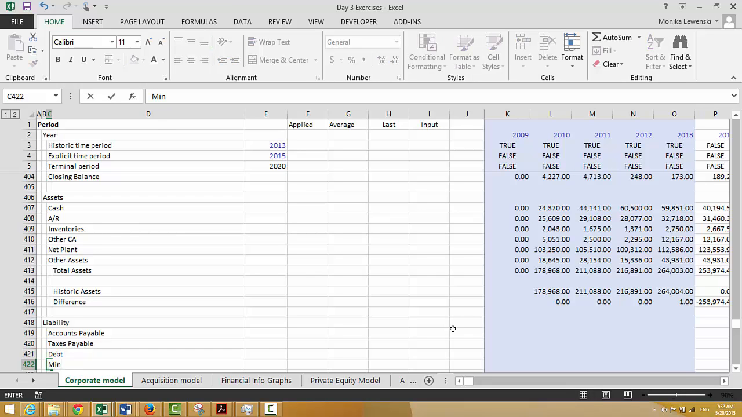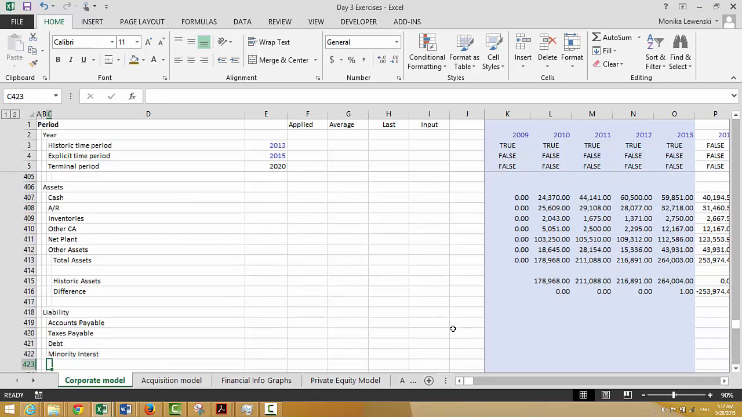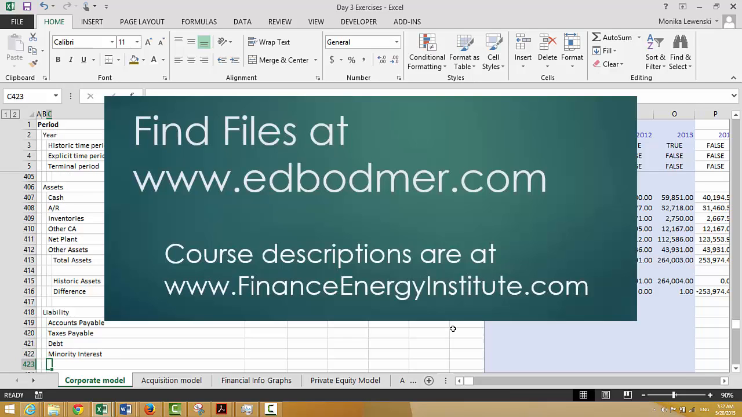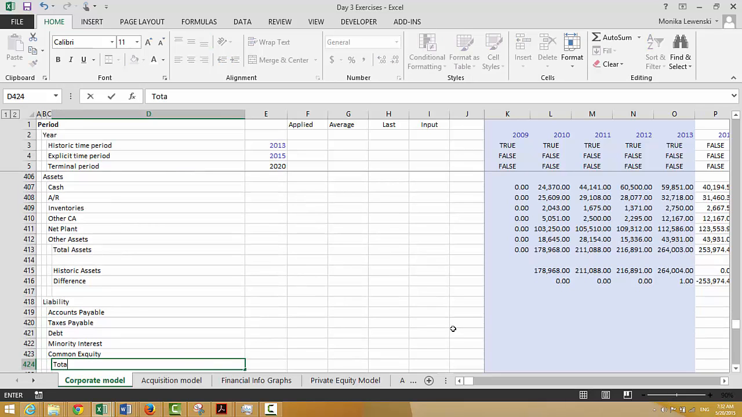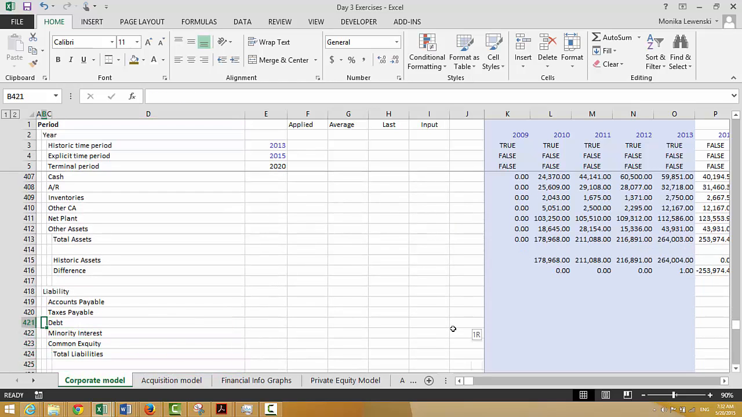How about minority interest? And then we'll put the common equity. Put the total, and up here we should put other liabilities, just like we put other assets. When I do that, I'm pressing Shift spacebar and Shift Control plus or Control minus.